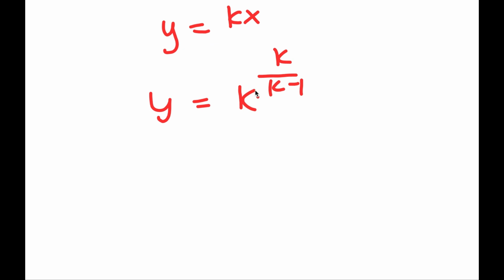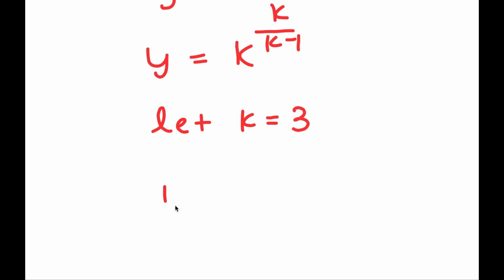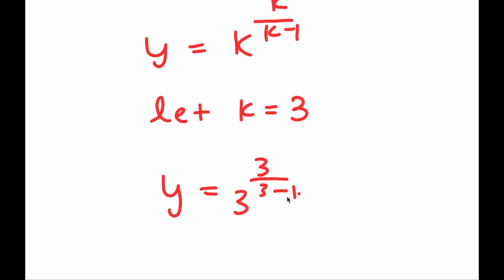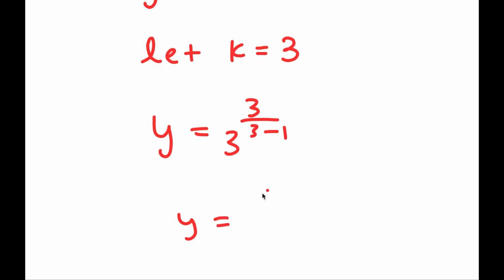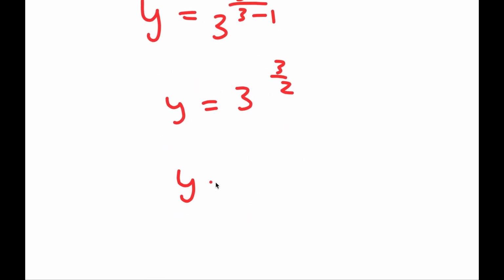Now, remember, k is just a constant, so I'm just going to let k equal to the number 3. So if this is true, then this means that y is equal to 3 to the power of 3 over 3 minus 1, which is 3 to the power of 3 over 2, which is the square root of 3 to the power of 3.